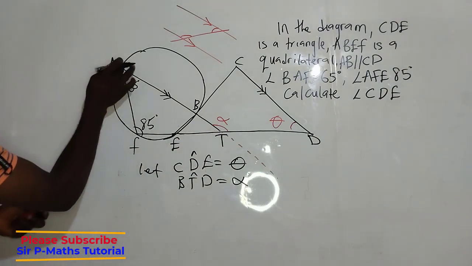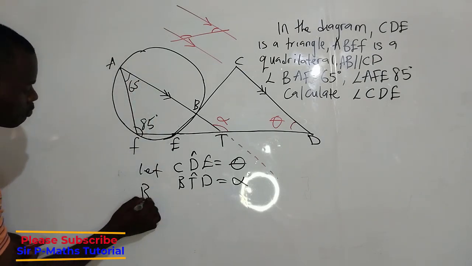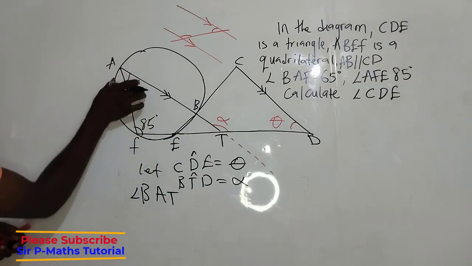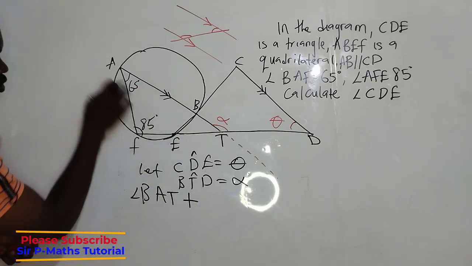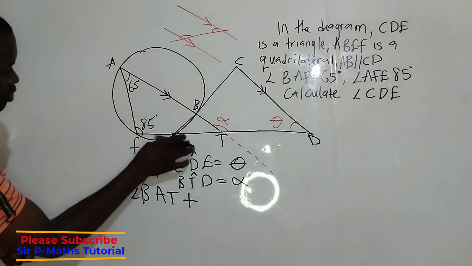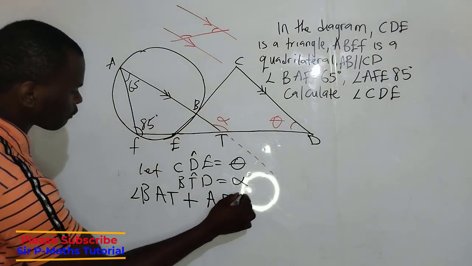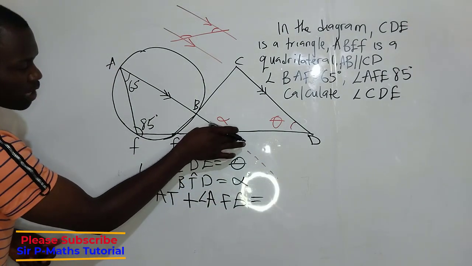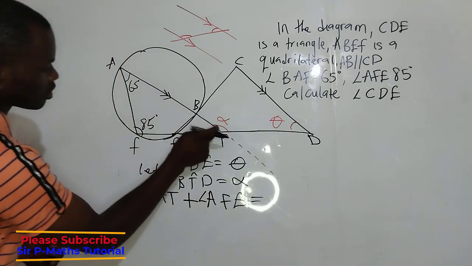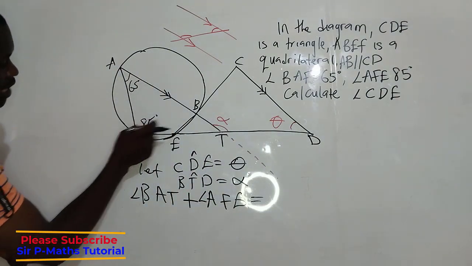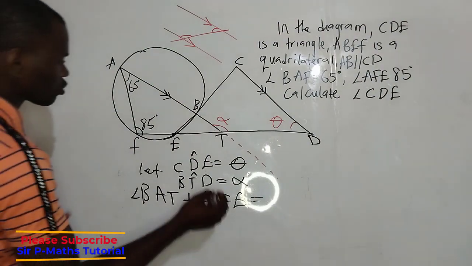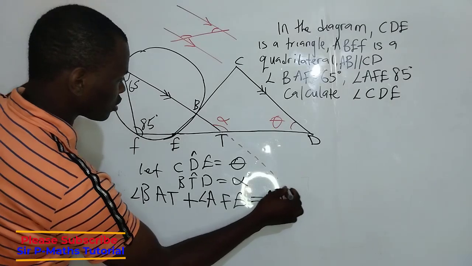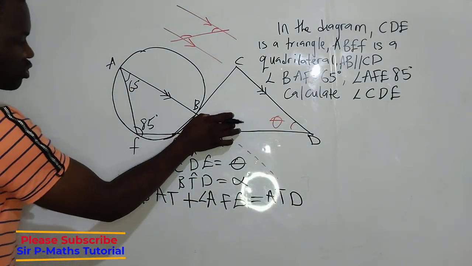So let's go. Recall that this angle here, angle BAT, that is this angle, plus this one, AFT, or rather E, let's use E, A, F, and E. If I add these two angles, I will have the angle outside. Look at this line. It is outside of this triangle and it is opposite to that angle. So I will call it ATD, the angle at this position.